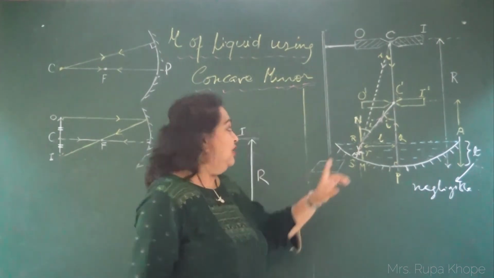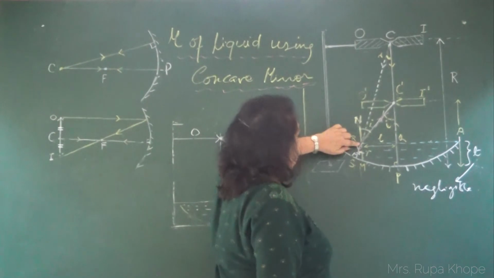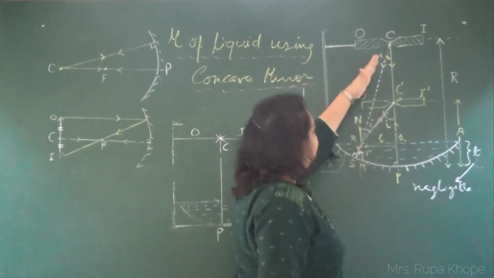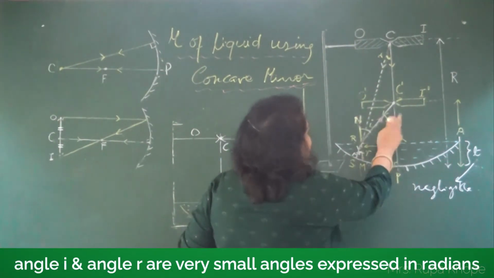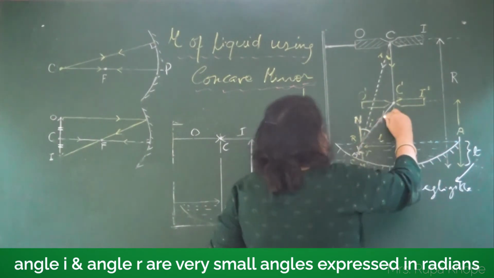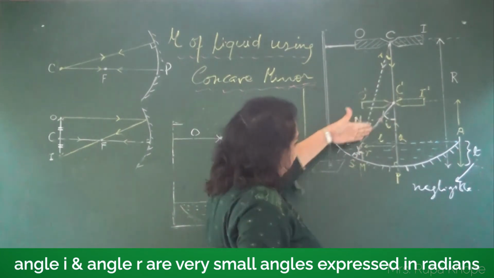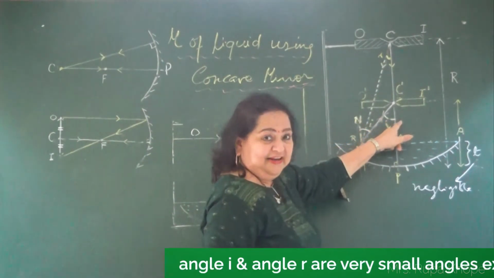Now remember one thing, these are paraxial rays, CR, CQ. The angle between them is very, very small. So this small angle is I. Therefore this is also I. By the way, why is this I and this I? These are alternate angles.